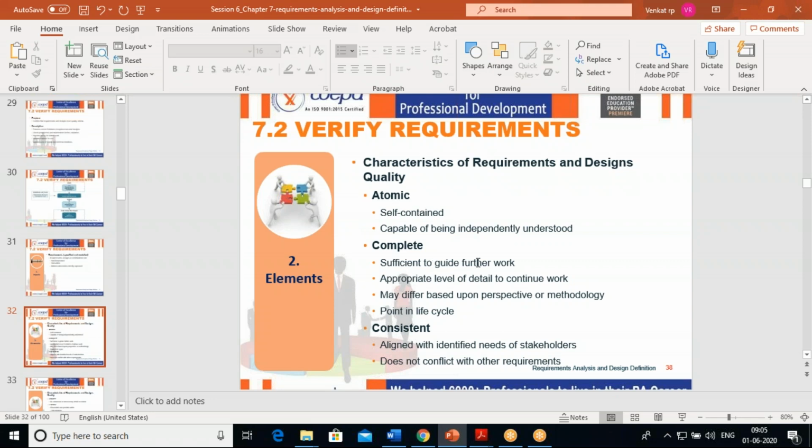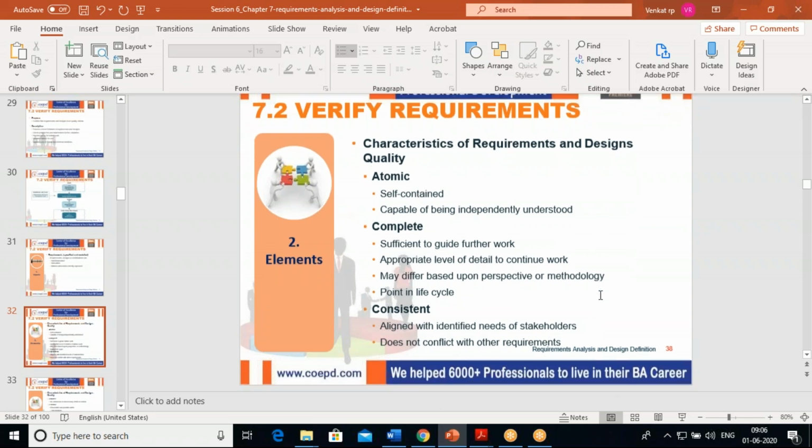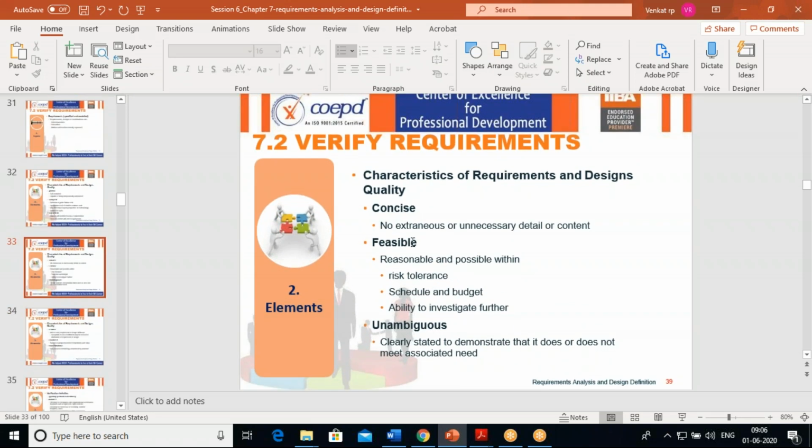The second one is complete. Complete means it is sufficient to guide the further work, at an appropriate level of detail to continue the work, and may differ based on the perspective or methodology point in a life cycle. That means a particular requirement should be complete in nature by itself. And consistent means it should be aligned with the identified needs of the stakeholders and not conflict with other requirements.